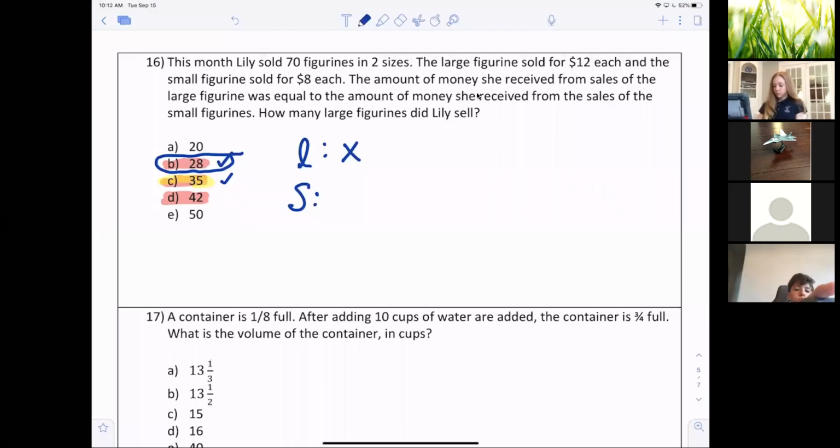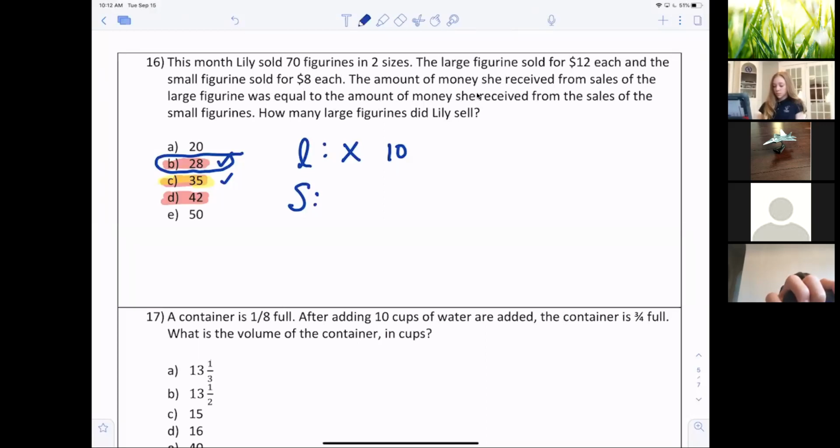Students offer guesses: x, x minus 7, x minus 70, x minus 8, x plus 8, x plus 70. So think about it like this, guys. Let's say we sold 10 large. How many smalls would that be?